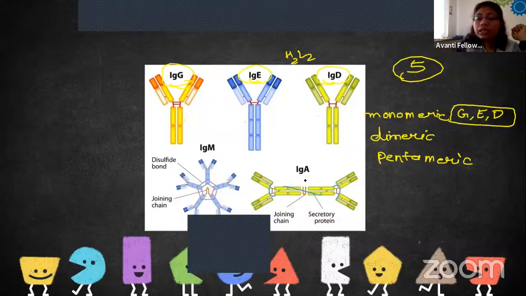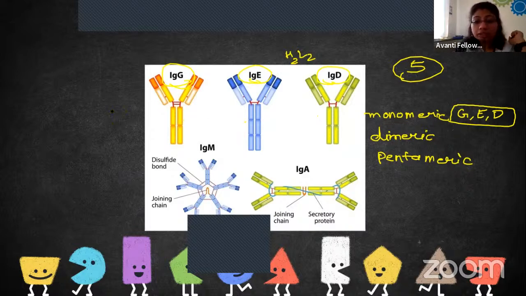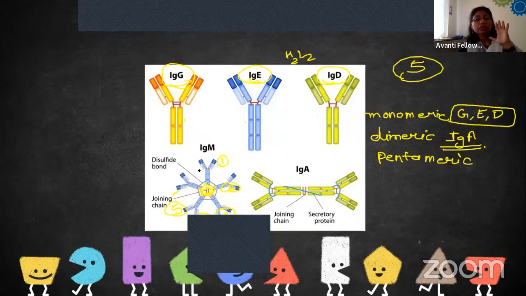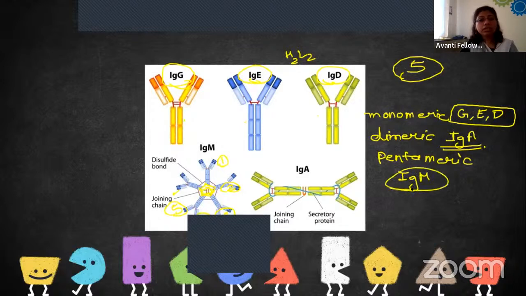Whereas you can see there are two H2L2 structures present in IgA, which are joined by a joining chain and secretory protein. So you can see इनको एकदम अच्छे से कस के बांध के रखा हुआ है किसने? Secretory protein ने. So here two H2L2 structures are found. So IgA is our dimeric antibody, whereas IgM is pentameric. First, second, third, fourth, fifth. So you can see here a pentamer region is formed. So total we have 5 H2L2 structures. So our IgM antibody is pentameric in nature.